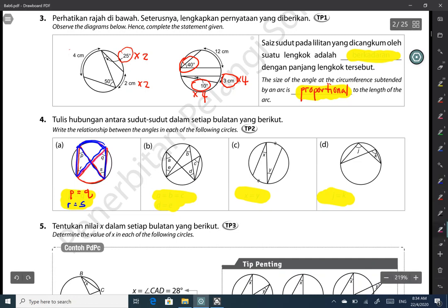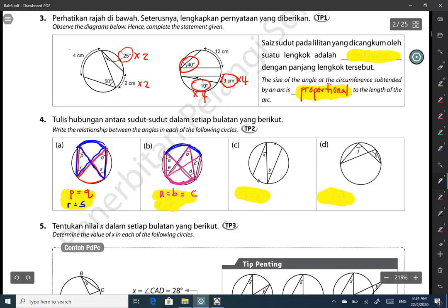We repeat for this one. See, this is the arc. A from the same arc. B from the same arc. C from the same arc. So A is equal to B and C. So we see. How about D and E? This is the arc.